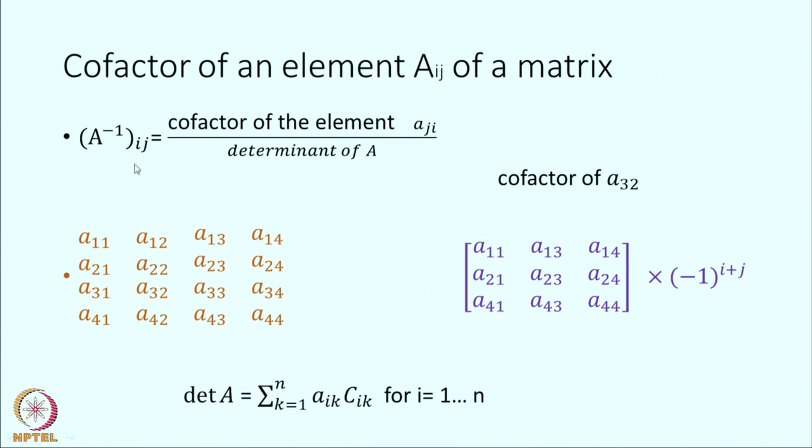So, when you get the ijth element of the inverse matrix, note carefully: if it is the ijth element, I need the cofactor of the jith element and divide by the determinant of A. Since I have defined the element of the inverse, I also need to now define a determinant.